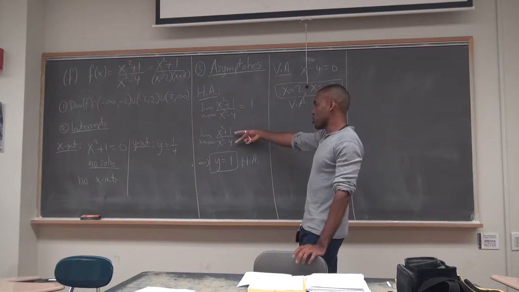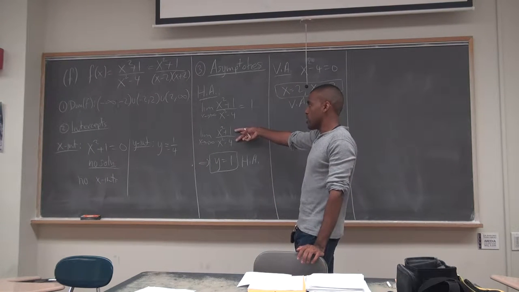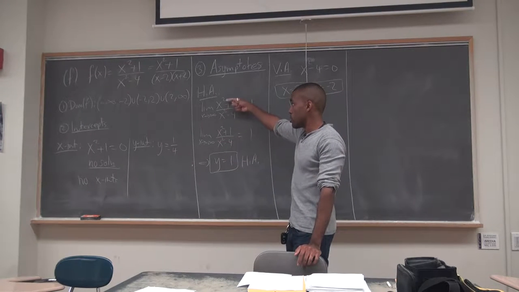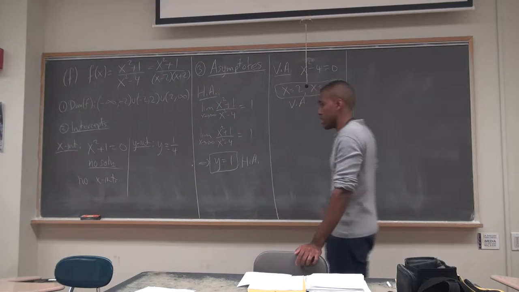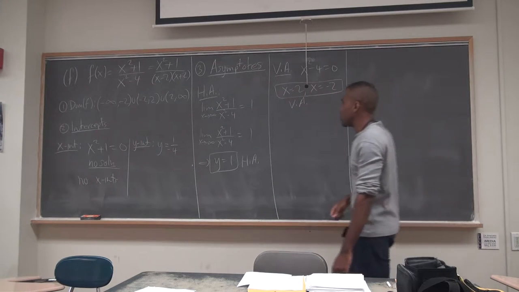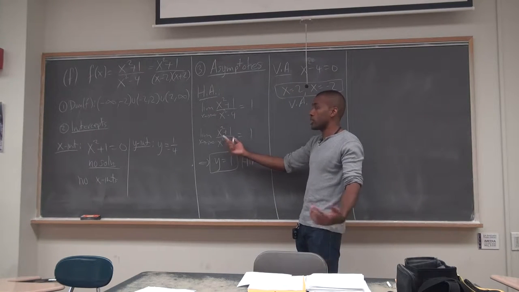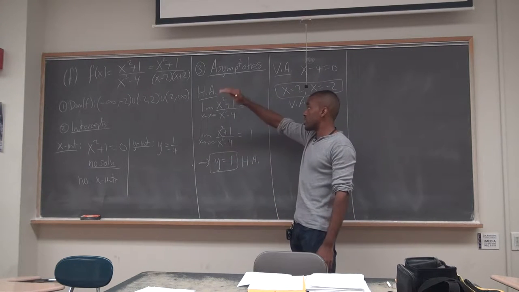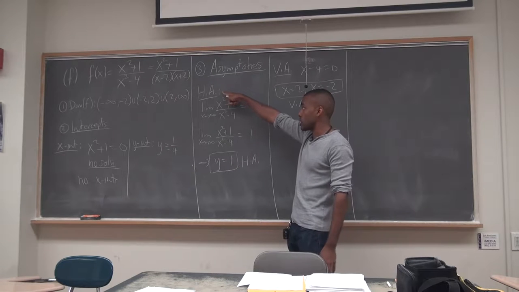And especially if you remember the rules here, remember when you're going to infinity, all you care about are the biggest guys, right? The powers were the same on the top and bottom, so we just went to the ratio of the coefficients. That's how we told you the answer so quickly. So remember, if the power is larger on the bottom, it goes to 0. If the power is larger on the top, it will go to either plus or minus infinity. In that case, you will not have a horizontal asymptote.